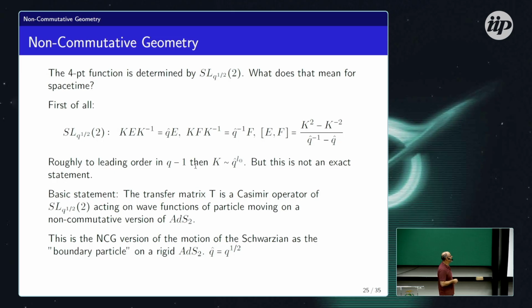You can show that the transfer matrix is a Casimir of SL2Q to the 1/2, acting on a bunch of representations. So really the group theory definition of this non-commutative version of AdS2 is that I chose a specific set of representations to describe the boundary particle. And if you want to add a particle, you may need to add some other set of representations and maybe some interactions between them. And then you can show that the transfer matrix is just this Casimir.